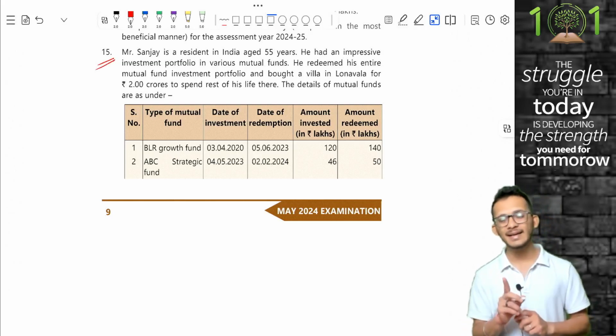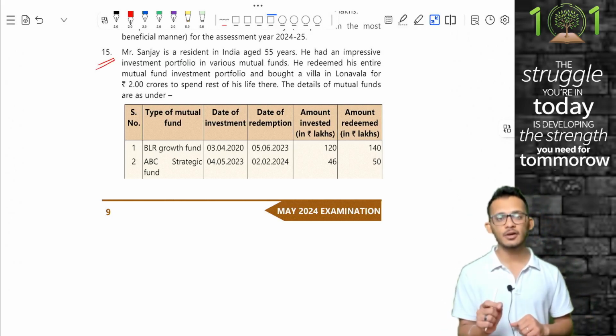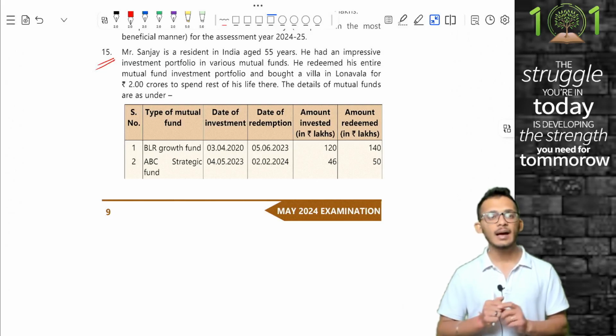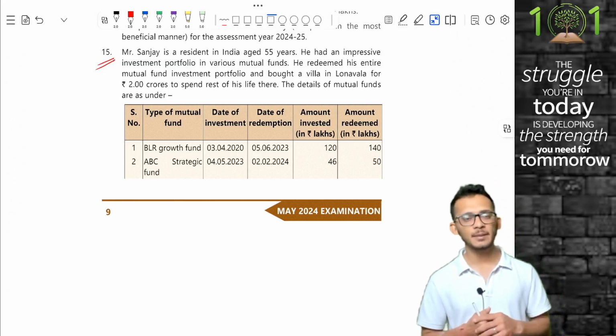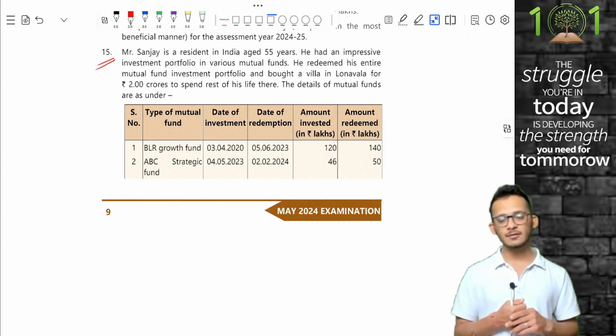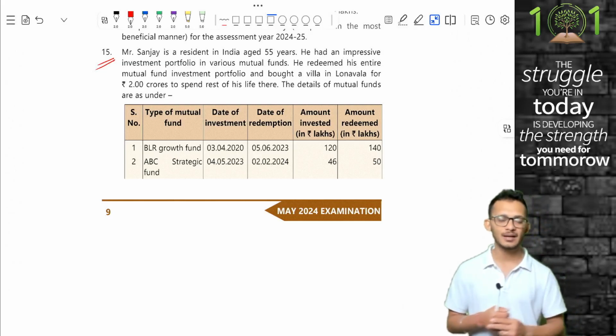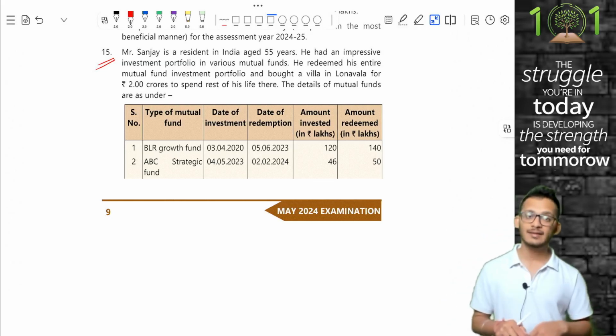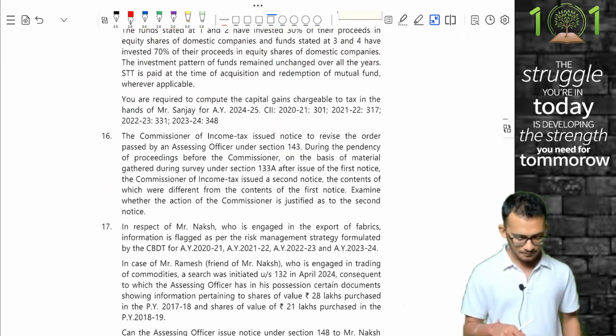Solve it. Don't read the answer. Solve the question from your knowledge and then figure out what mistakes you are making. I'm assuming they will have also tested your amendments of the current year, which are the market linked debenture and the specified mutual fund units. If that is being tested, then this will be a very good question for you to practice. Please do solve this question from your side, and only then go and look at the answers.